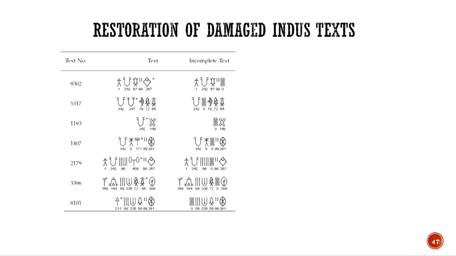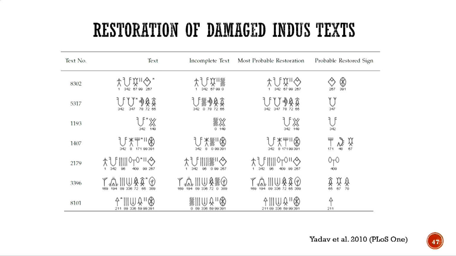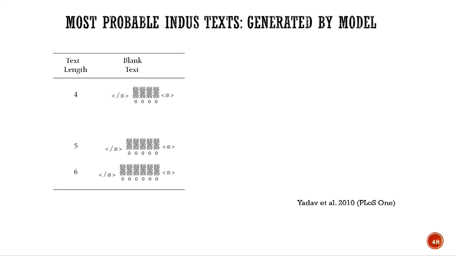So what exactly do we do? If we have this kind of sign, we just drop it from the text, and then ask our model to fill in for these blank spaces. We found that in most of the cases the reading was correct, but the model also provided us with some options. This is the most probable restoration, but the next most probable restoration is this, and so on. So the model was able to restore the damaged text with about 75% accuracy.